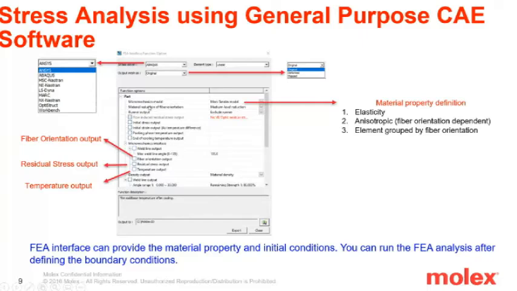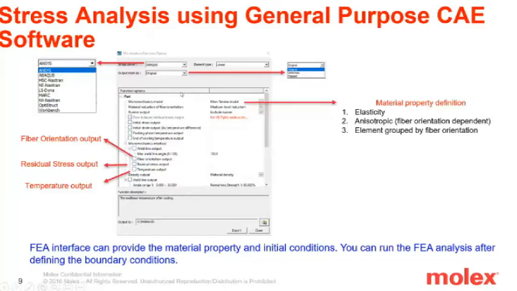And also, it has a material property definition. I think that's very helpful for fiber reinforced polymers. So it can help define the elasticity and the coefficient of thermal expansion. Of course, they are anisotropic because they depend on the fiber orientation calculated in the injection molding simulation.